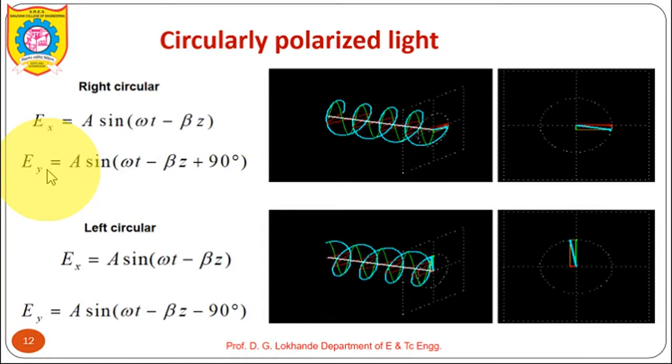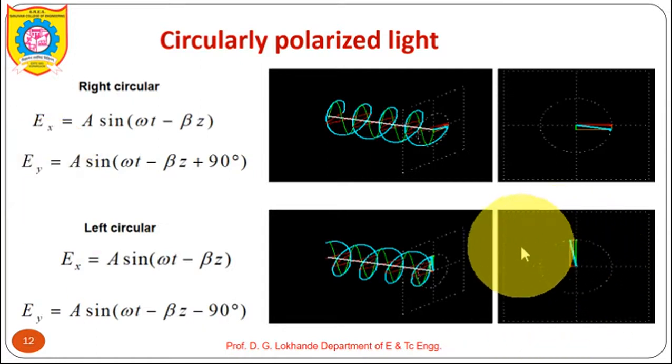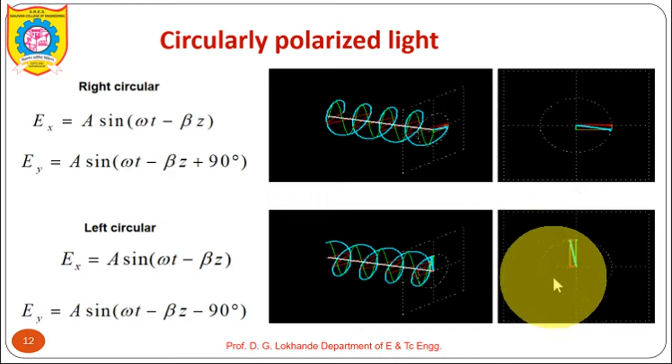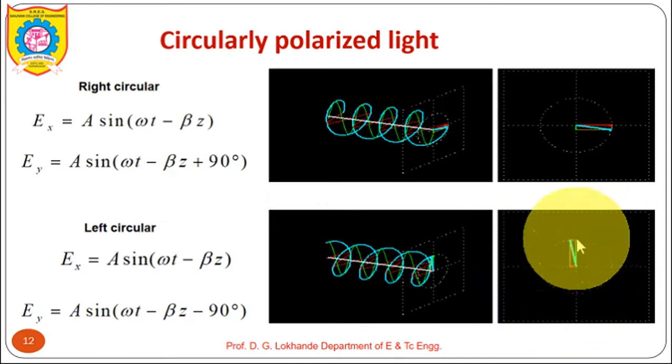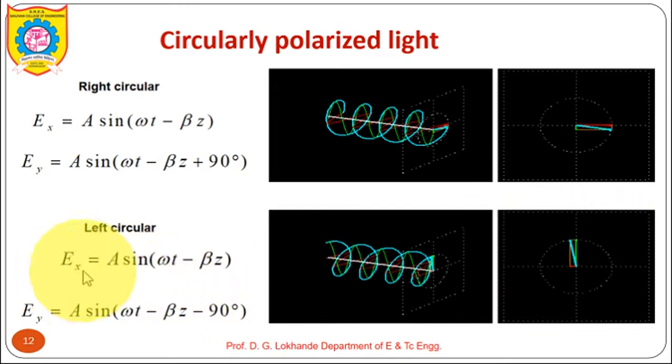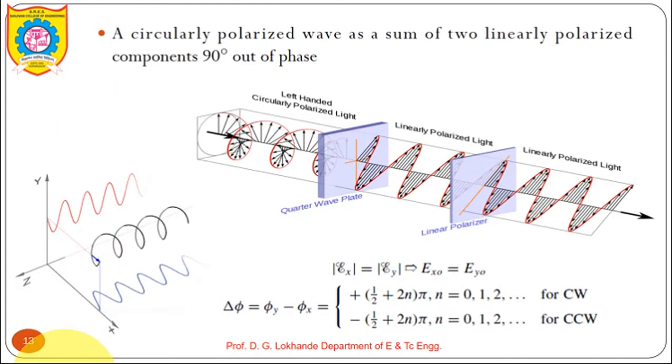Whereas for left circular polarization, the waves are moving in a left-hand manner, moving like that, and that's why we get this equation. Ex is equal to A sin(omega t minus beta z), whereas Ey is A sin(omega t minus beta z minus 90). So for right circular we add plus 90 degrees, whereas for left circular we subtract 90. Still, here Ex and Ey should maintain the orthogonal relation.